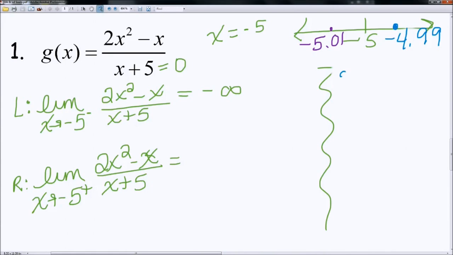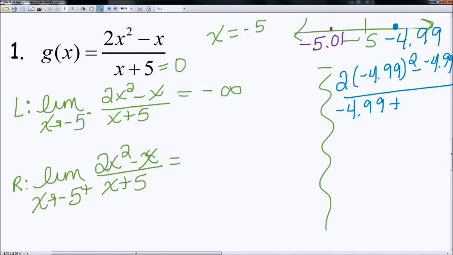So I have 2 times negative 4.99 squared minus negative 4.99. And that's all divided by negative 4.99 plus 5. And again, if you look at the numerator, I'm just looking at just the sign. I don't care about the value. If I square a negative, I'm going to get a positive. So if I square this negative right here, I'm going to get a positive. And I multiply it by 2, I'm still going to get a positive. And if I add a negative, so that becomes essentially a plus plus.